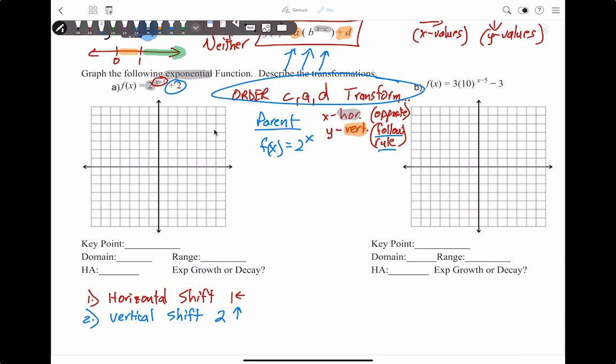Okay, the base doesn't affect the transformation. Like we said before, this right here is considered to be the default. Therefore, the base number of 2 does not affect the transformation.